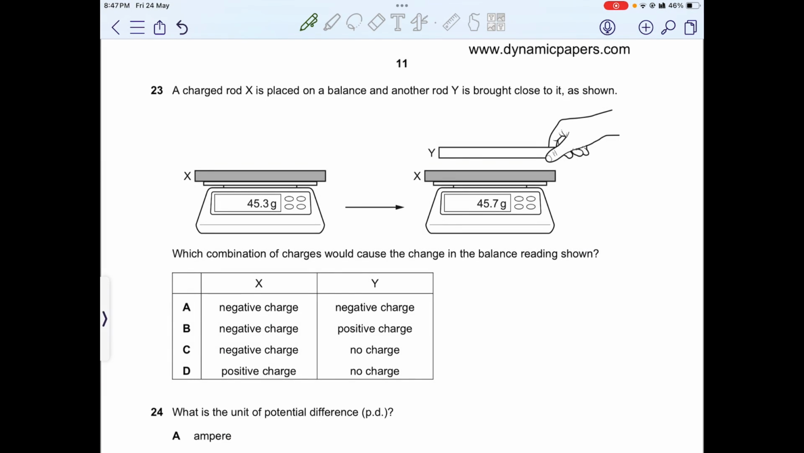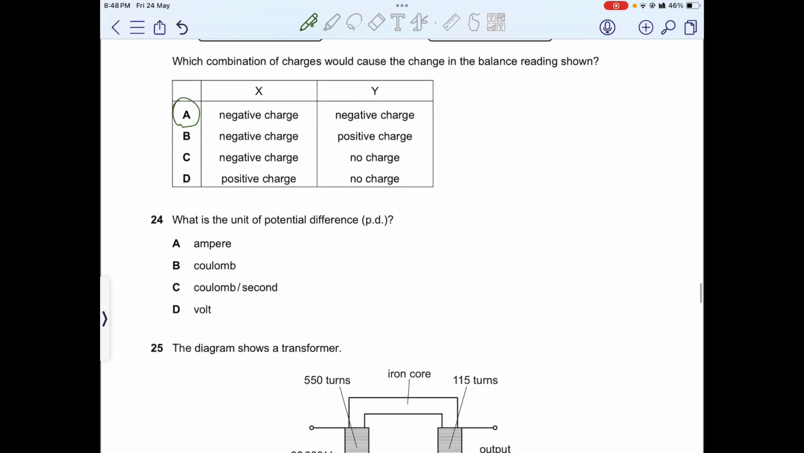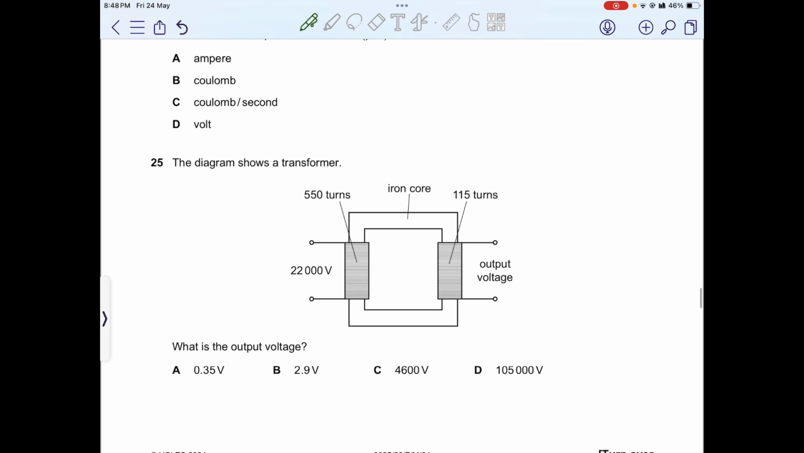So X and Y should have, it says, negative and negative charges, the same charges. If they are positive and positive, then also it would be correct. What is the unit of potential difference? It's a simple question. It's basically volts.